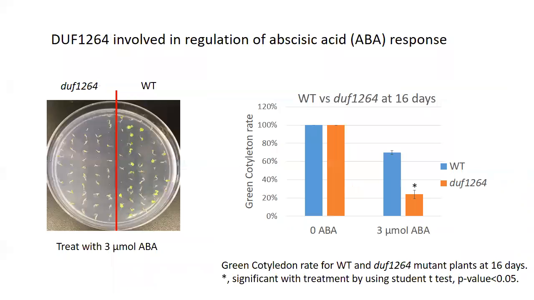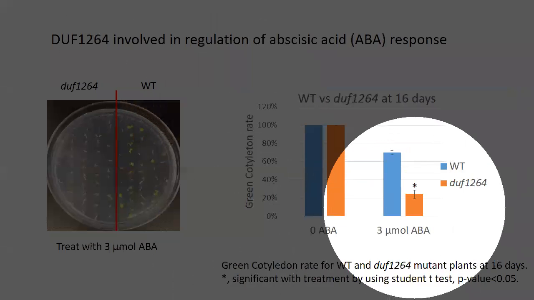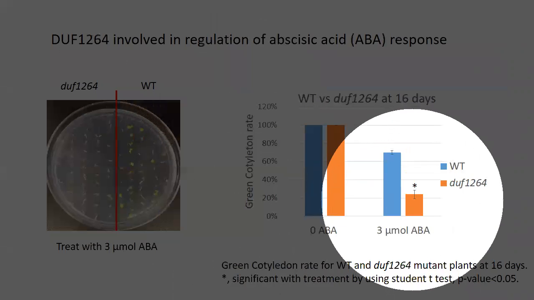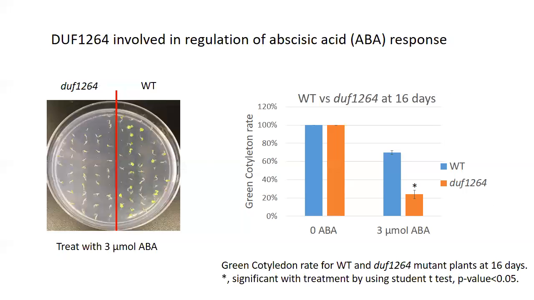We could see that for the wild type, most of them after 16 days already have green cotyledons, but the mutant still looks very small and doesn't have green cotyledons. I did three replicates and made the figure on the right. We can clearly see that the difference between wild type and the DAF pentap mutant is significant. In short, the DAF pentap mutant is much more sensitive to ABA compared with wild type.